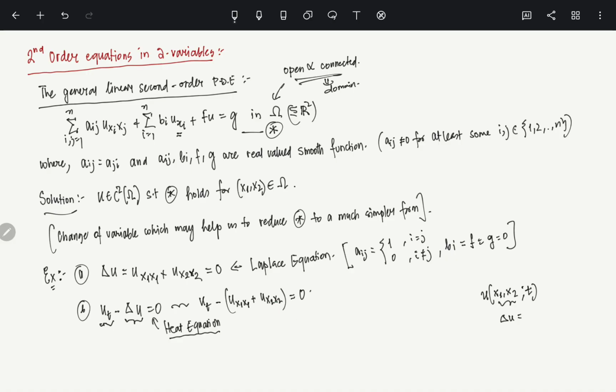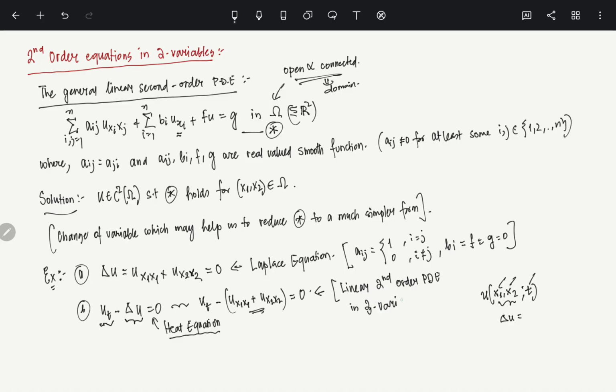So this is also a linear second order equation. In this case, you really can't put it in two variables. This is basically a 3 variable equation, because what are the variables? t, x1 and x2, 3 variables. So this is called the heat equation, a linear second order PDE. Of course, second order, why? Because the highest order is 2. It is a second order PDE in 3 variables.